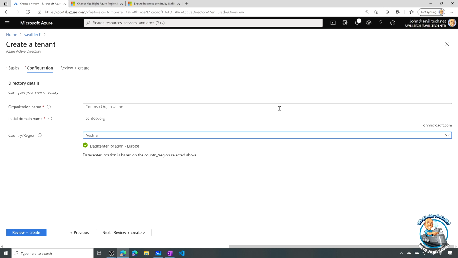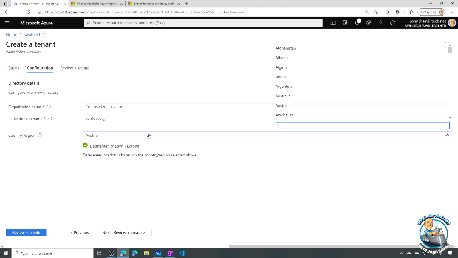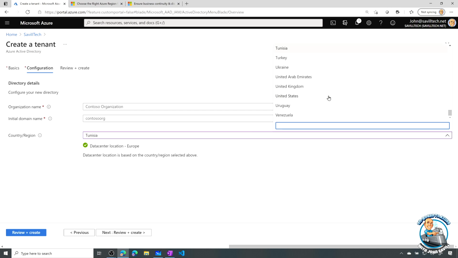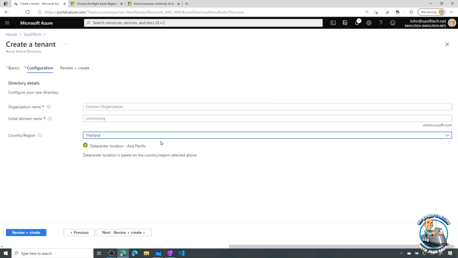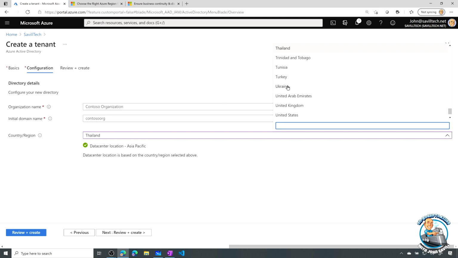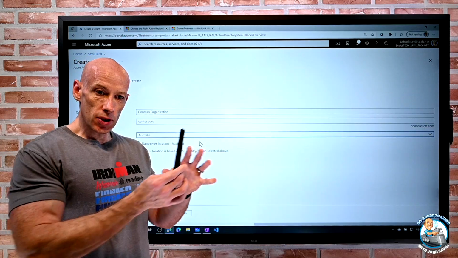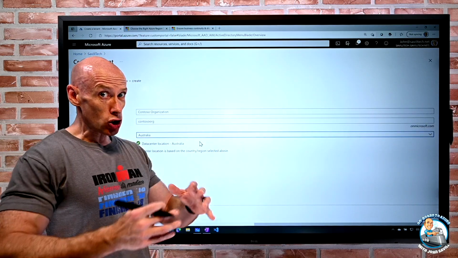If I pick Austria, well, that goes to European data centers. If I was to pick something like Singapore, if I can actually pick Singapore, it's scrolling super fast for me today for some reason. Oh, Thailand. We can see that's Asia Pacific. And I think Australia has its own set as well. So Australia. So really just these groups of data centers, even for Azure AD, it's not truly global.